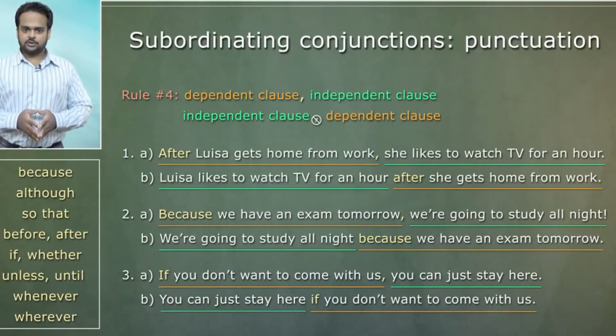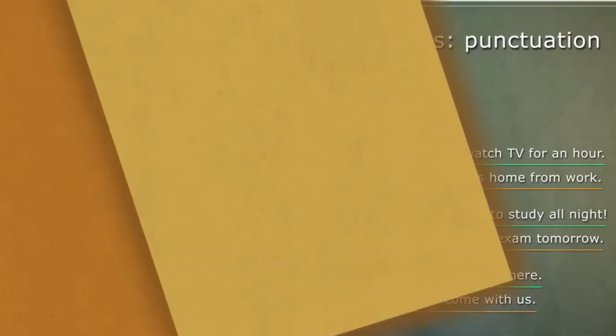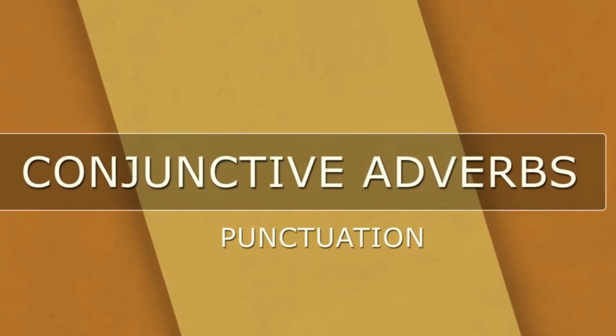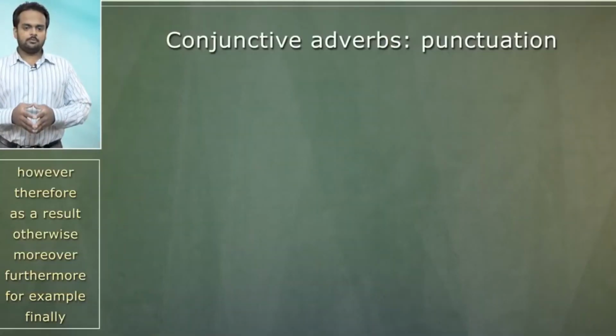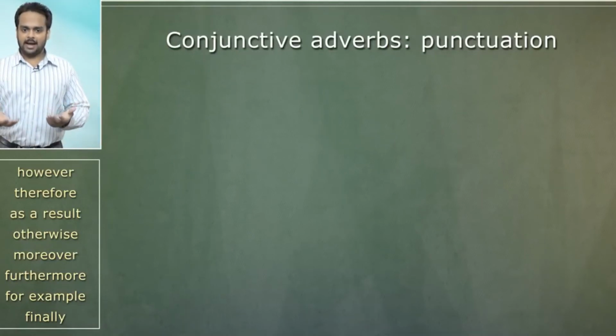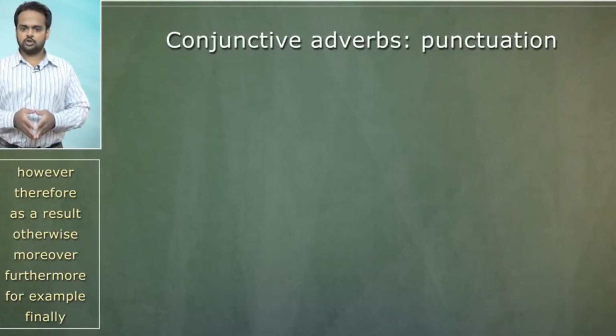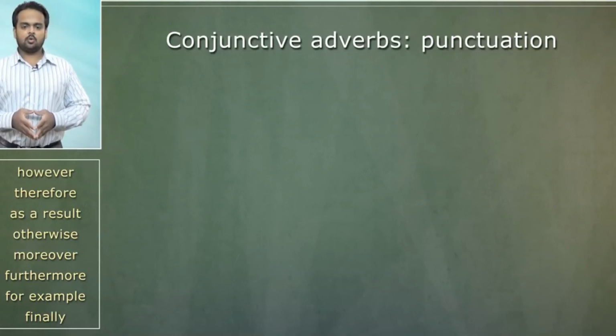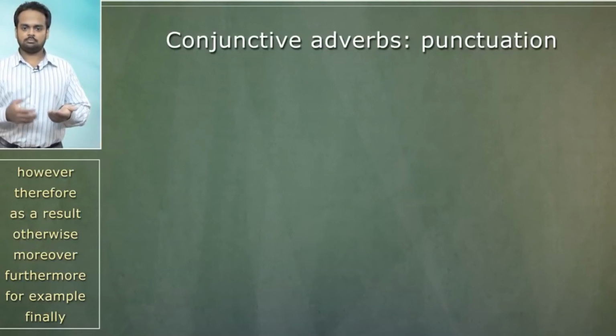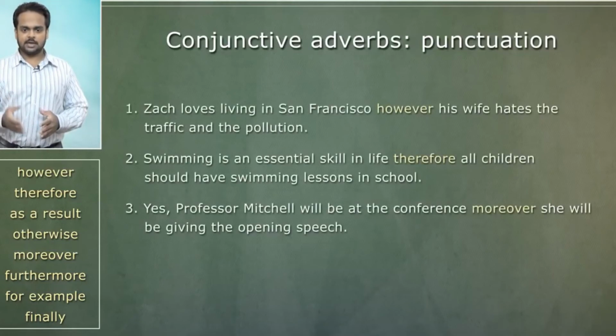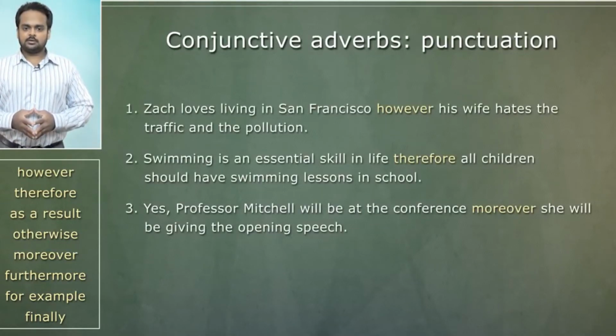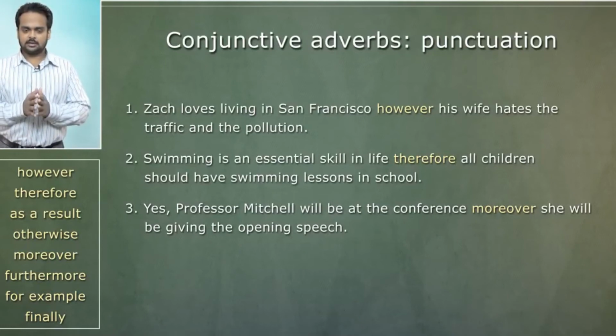Okay, now finally, let's turn to punctuation rules with conjunctive adverbs. Now you might be thinking, why are we talking about adverbs in a conjunctions lesson? Well, the reason is that some adverbs act like conjunctions, so we call them conjunctive adverbs. These are words like however, therefore, as a result, otherwise, moreover, and so on. Here are some examples. You see that there's no punctuation inside the sentences.